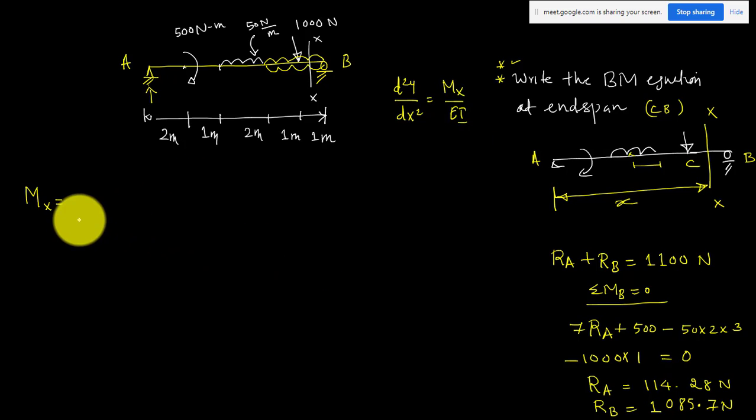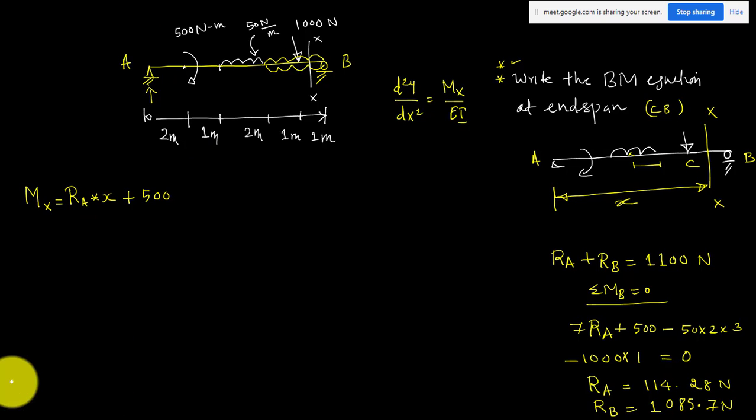So your moment equation will be Ra into x. The moment equation writing is simple. Now at A it is clockwise, so positive, and here we have a concentrated moment. The concentrated moment is 500 only, because for a moment we do not need to multiply with the distance.